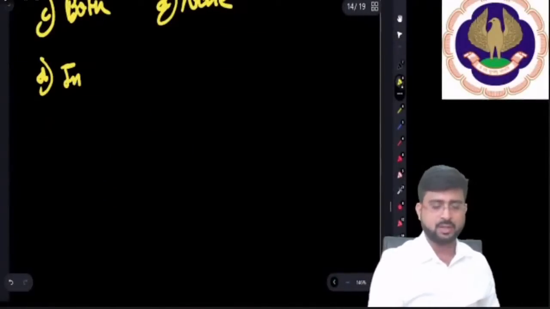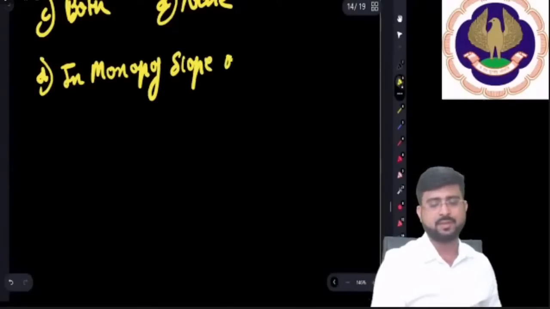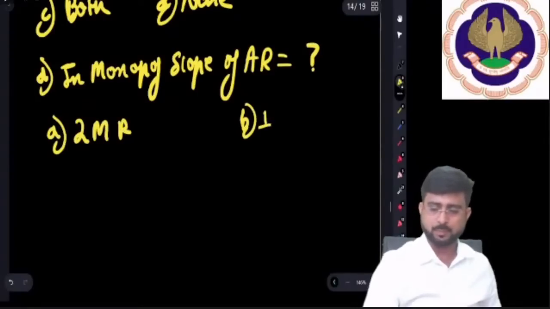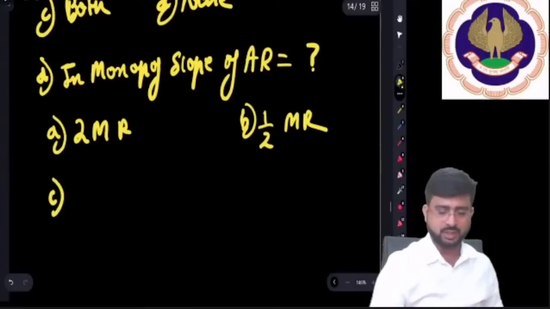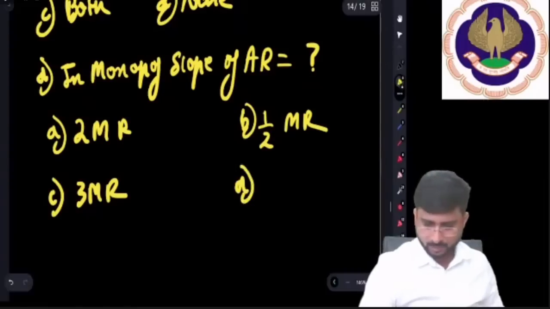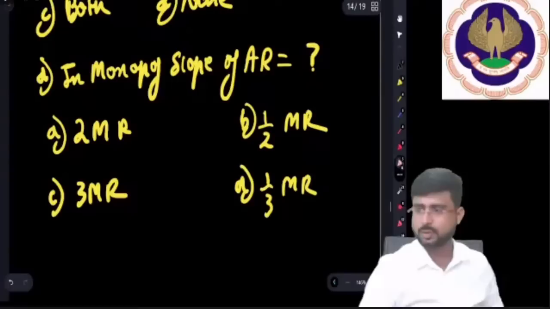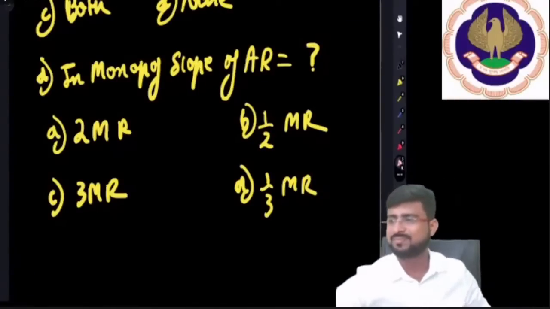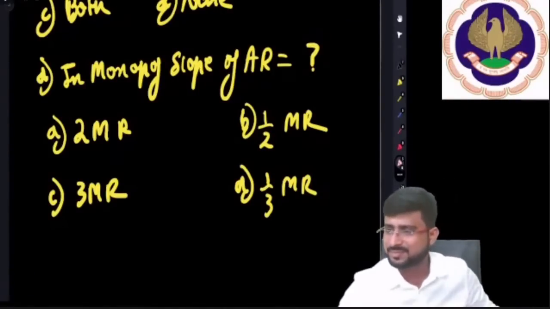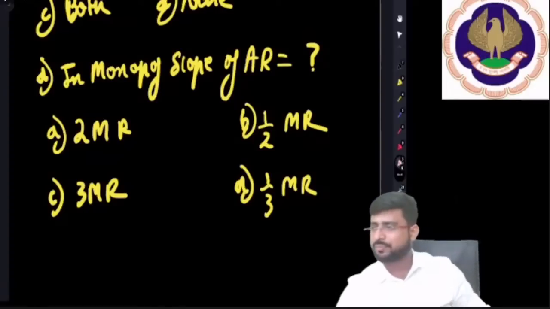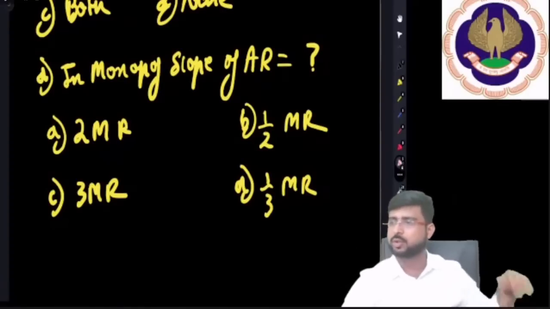Next. In monopoly, slope of AR is equal to question mark. A, 2 into MR; B, half into MR; C, 3 into MR; D, 1 by 3 of MR. Come on everyone. Oh yes, think. Very good, Harnoor. Very good answer.